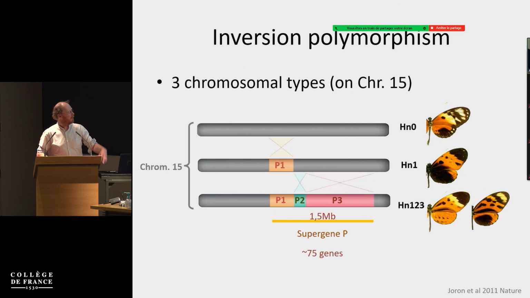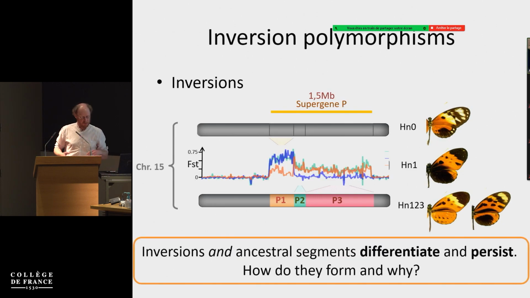And the entire thing contains about 75 genes. And so you can see the progression. We know which one is most derived and which one is less derived. And they're relatively old. The first inversion is about 3.4 million years old, and the other ones are a bit younger. So how did they differentiate?